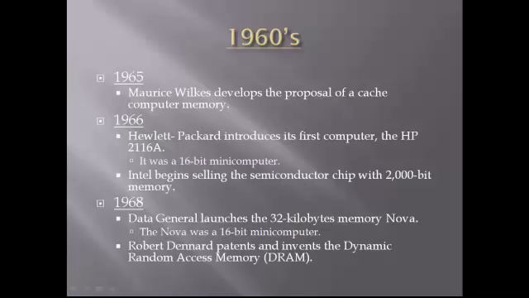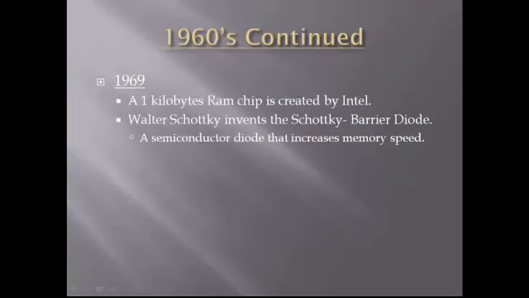In 1965, Maurice Wilkes develops the proposal of a cache computer memory. In 1966, Hewlett-Packard introduced the first computer, the HP 2116A. It was a 16-bit minicomputer. Intel begins selling the semiconductor chip with 2,000 bits of memory. In 1968, Data General launches the 32 kilobyte memory Nova. The Nova was a 16-bit minicomputer. Robert Dennard patents and invents the dynamic random access memory in 1968. In 1969, a 1 kilobyte RAM chip was created by Intel.